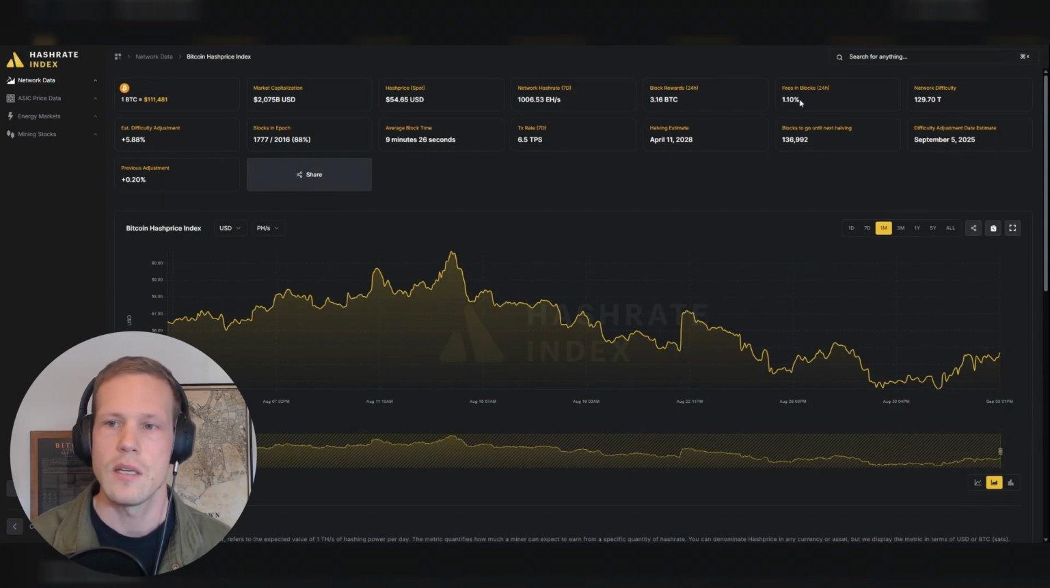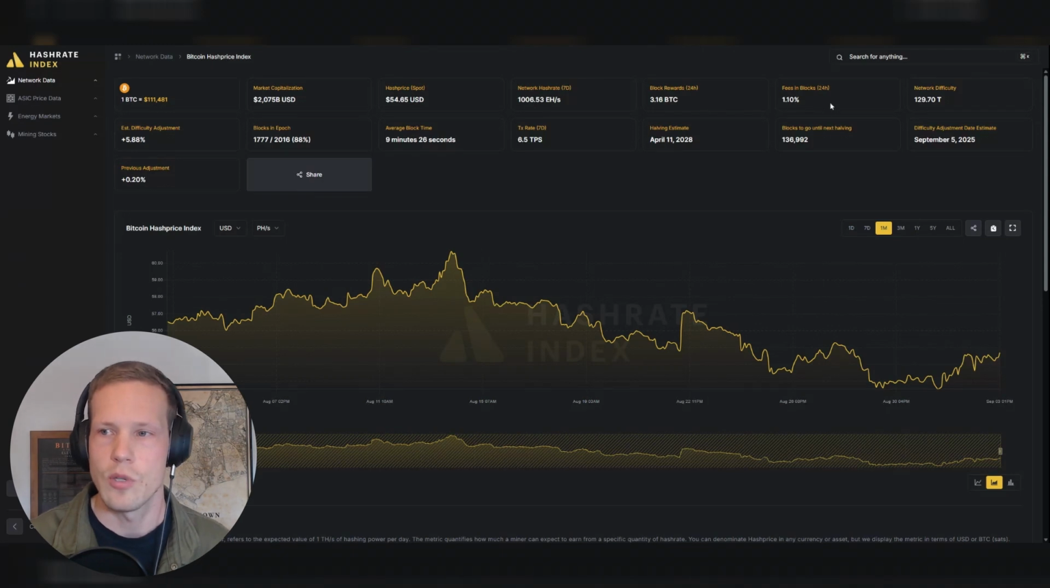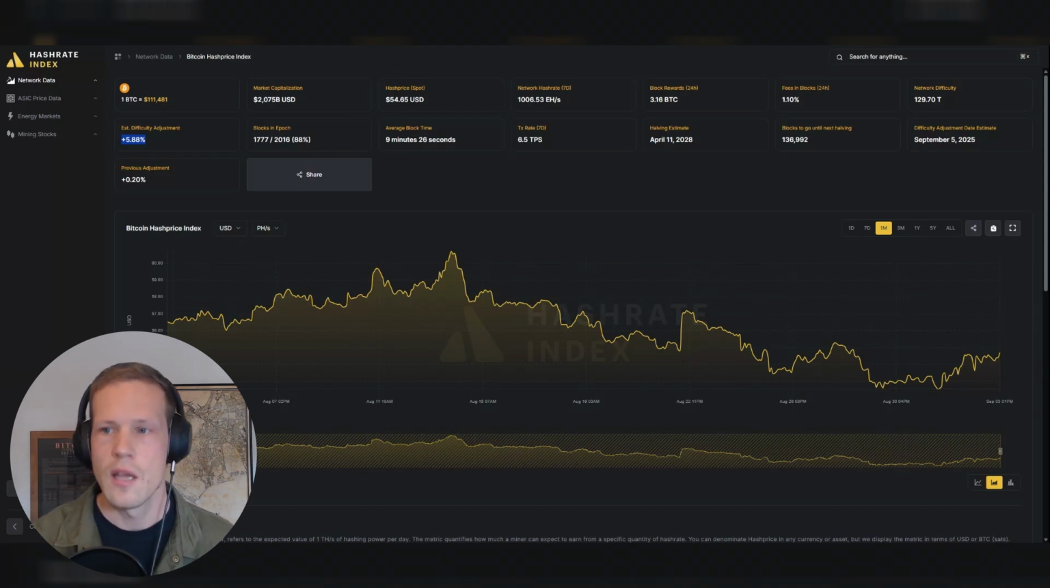The fees in the last blocks, or the amount of money that fees made up when it came to the block rewards in the last 24 hours. We have network difficulty. This is super important. We have the estimated difficulty adjustment, which right now is telling us that difficulty is increasing by 5.88% from this network difficulty base once the epoch finishes, right? So right now we have 12% left in the current epoch.